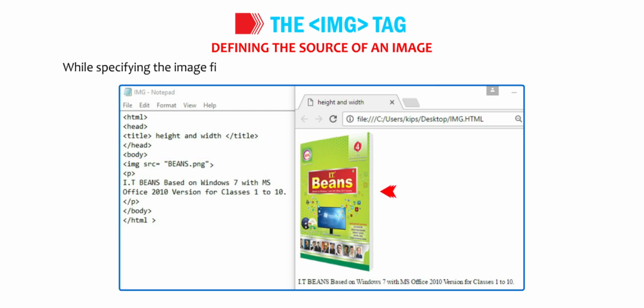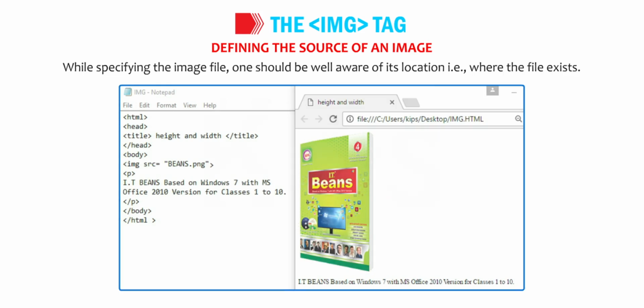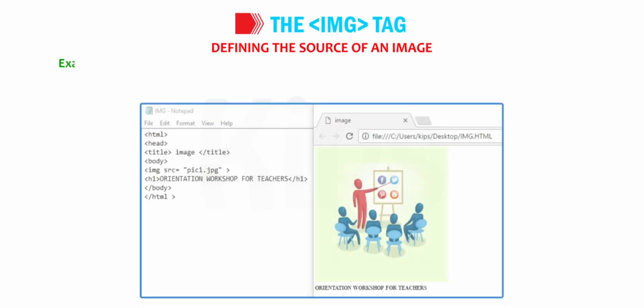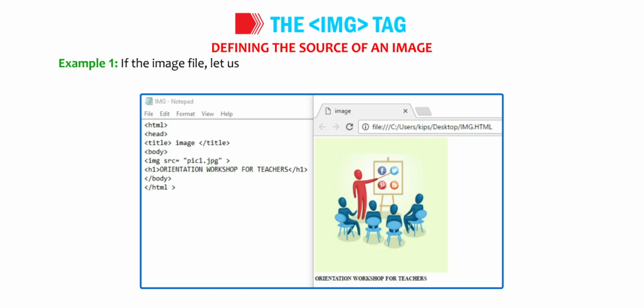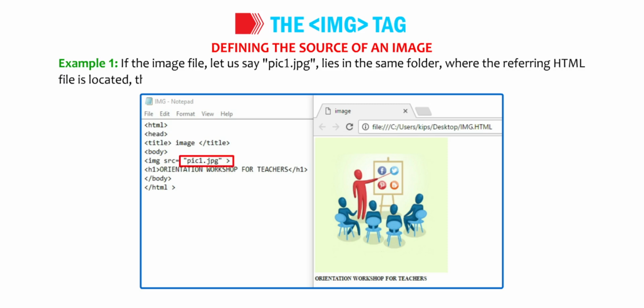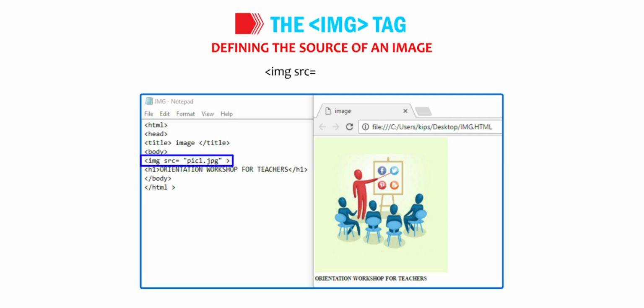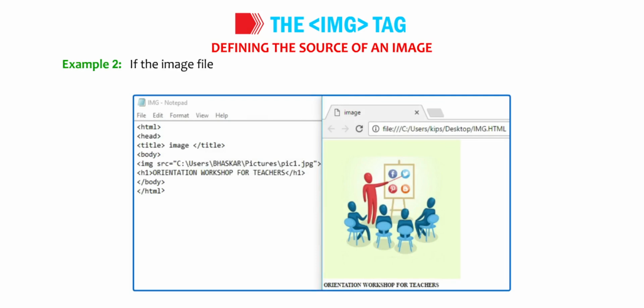While specifying the image file, one should be well aware of its location, that is, where the file exists. Let us understand it with the following examples. Example: if the image file, let us say pic1.jpg, lies in the same folder where the referring HTML file is located, then we can refer the image file by simply writing its name. Image src equals to pic1.jpg.